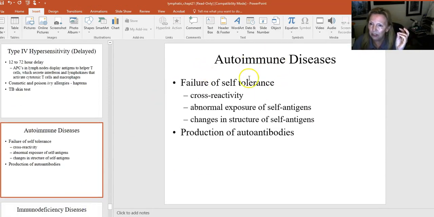So autoimmune diseases is when your own immune system attacks your own cells, self-antigens. It can happen because of cross-reactivity, like I just suggested, that you got a virus, you made an antibody to it like you were supposed to, but your antibody structure was so specific that it actually started interfering with your own self-antigens. Or it can be an abnormal exposure to self-antigens or a change in your self-antigens.